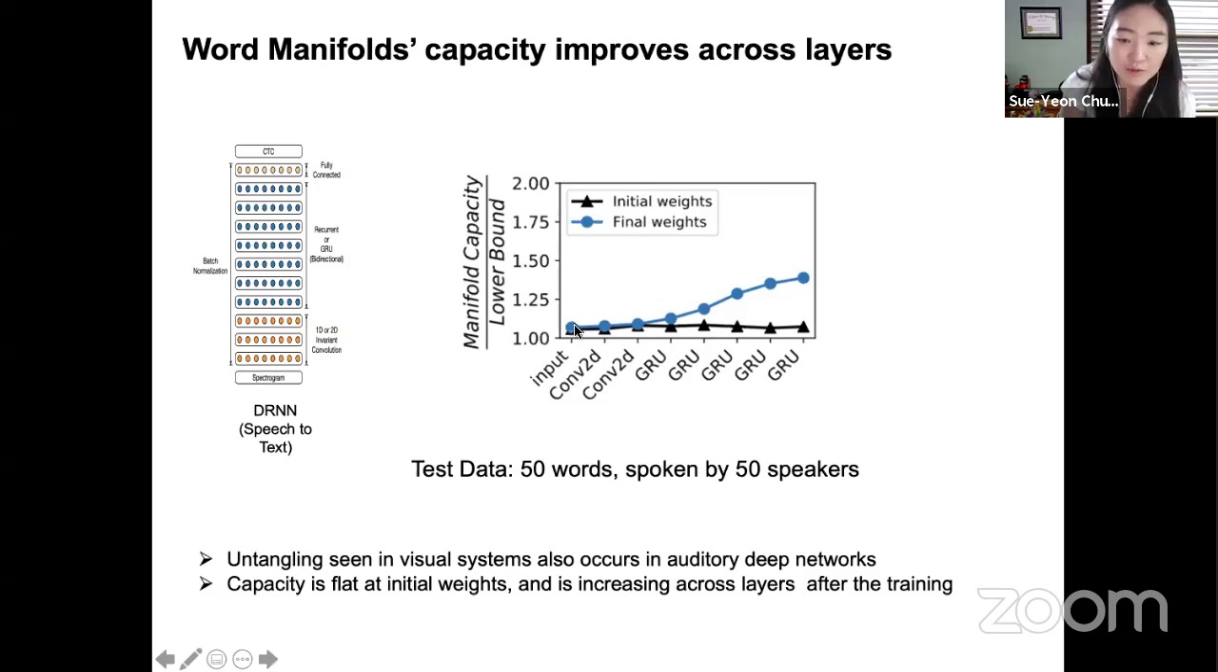And what we find is that there's very similar untangling observed in the speech recognition network. So you can see that the word manifolds are emerging across the layers of the deep net. And I should mention that this is a network that's not explicitly trained to recognize words. It's a transcription network, but you can see that there's an emergence of object information of words.